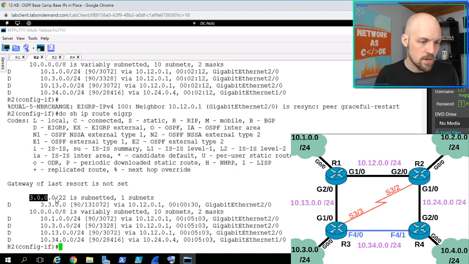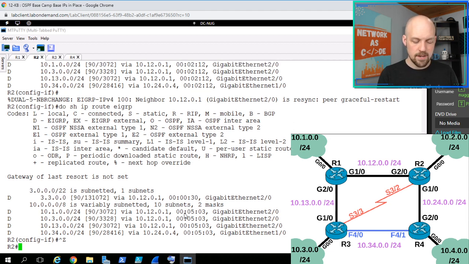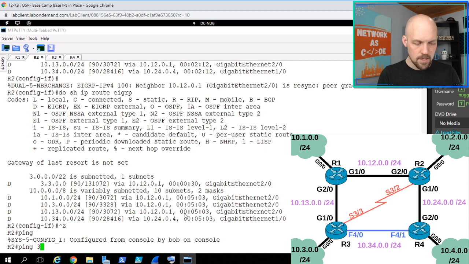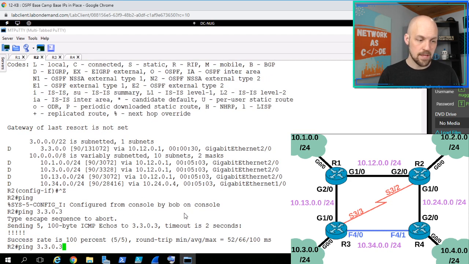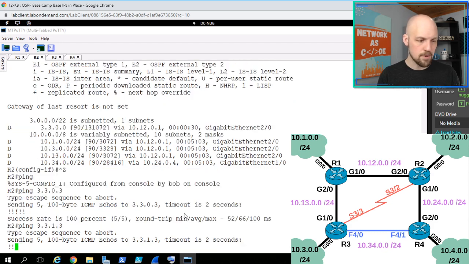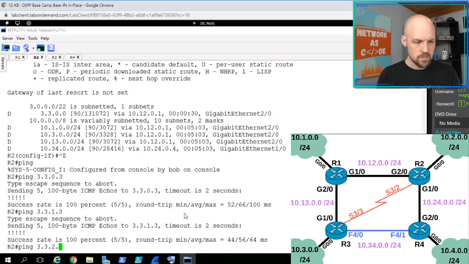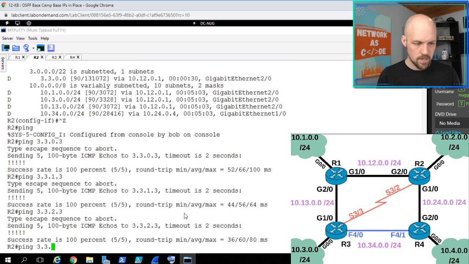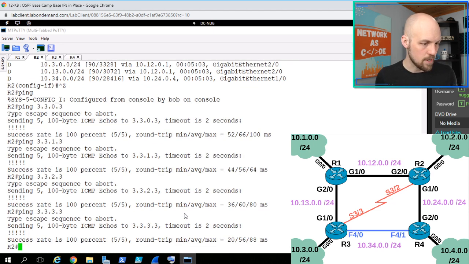3.0.0.0/22, that would be the summary address that I configured, and it's able to get to it via router 1. So let's make sure I've got connectivity. Let's ping 3.3.0.3, and I can get there. .1.3, I can get there. 2.3, that one looks good. And last but not least, 3.3, so I can get to all four of those subnets.